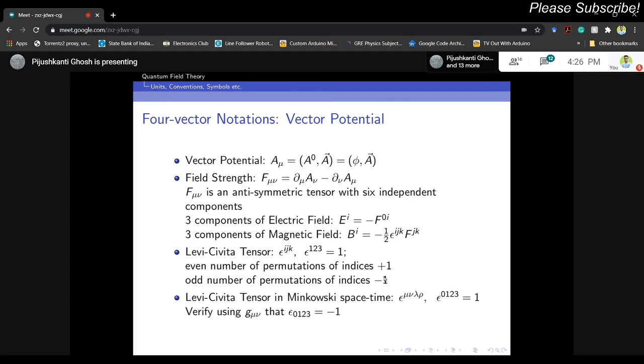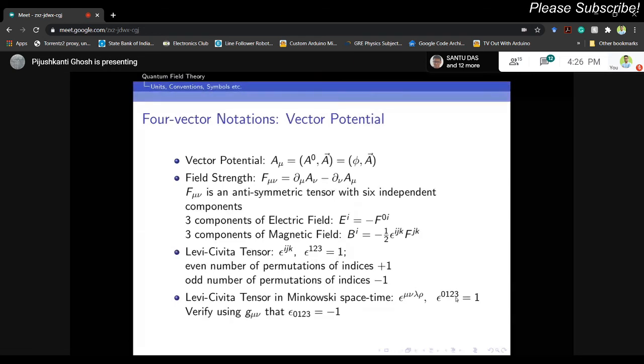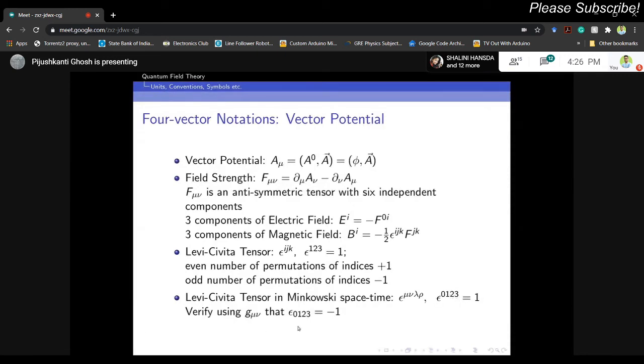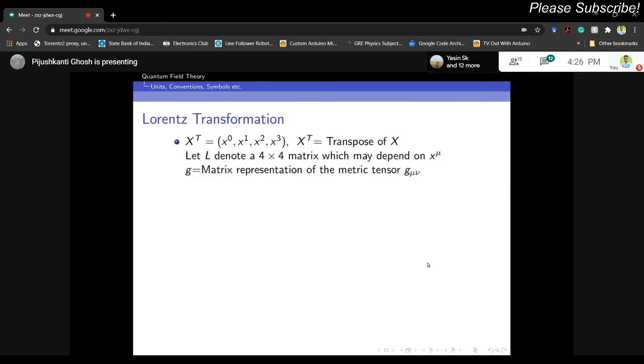But there is a difference. The Levi-Civita tensor is defined in Euclidean space. Contravariant epsilon 1 to 3 and corresponding covariant epsilon 1 to 3, there is no difference. You get only one. Here, if you use the metric to raise or lower these indices, you will find that epsilon_0123 is equal to -1. Okay, this Levi-Civita tensor we will also be using.